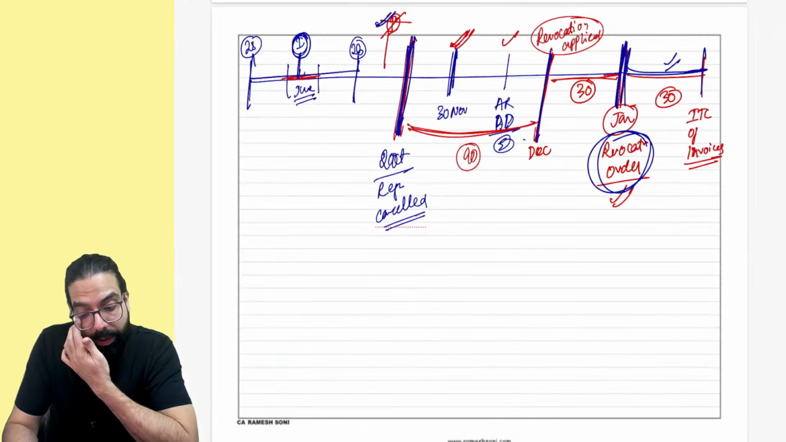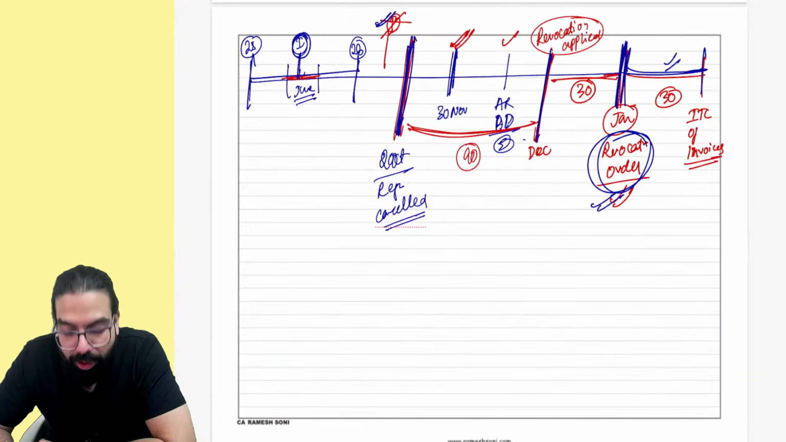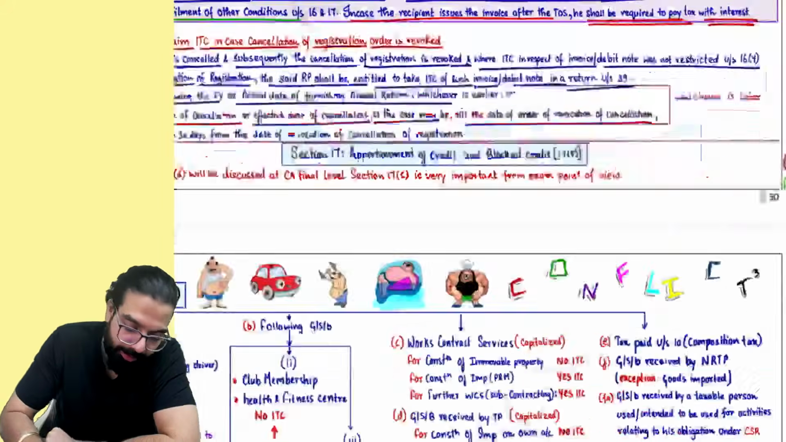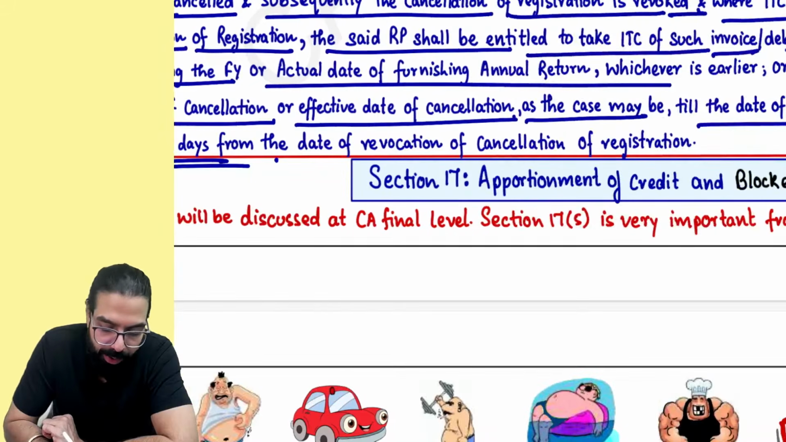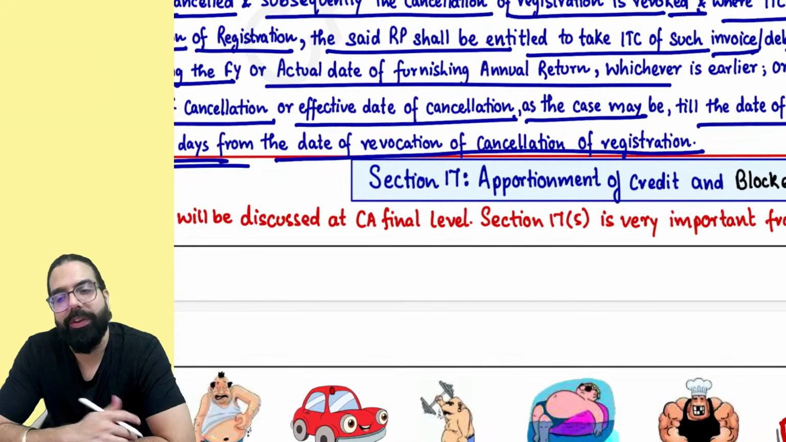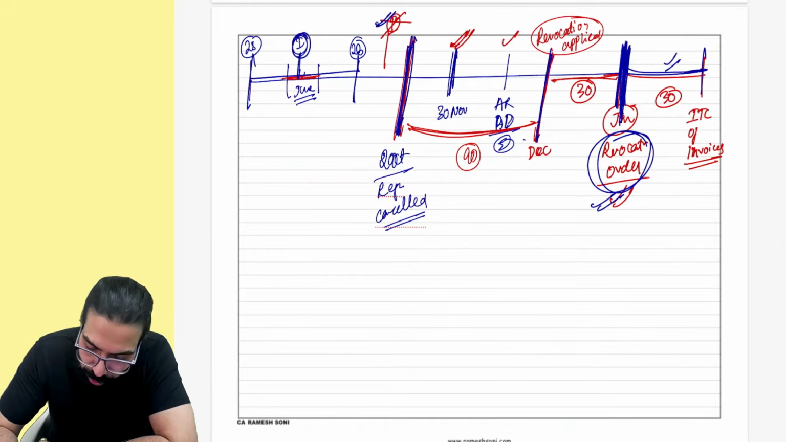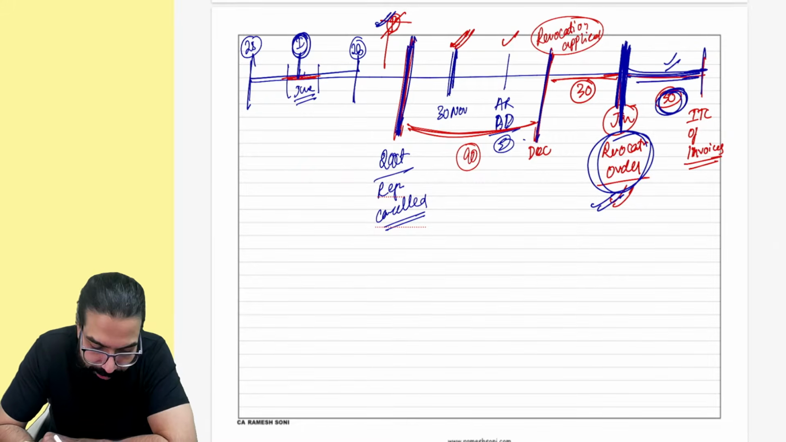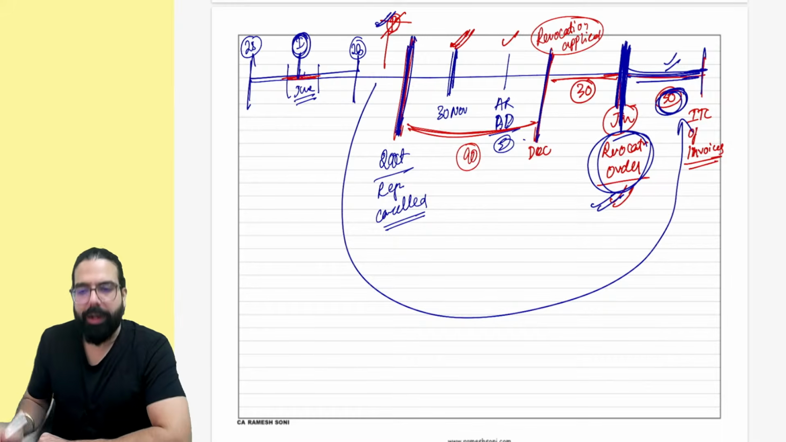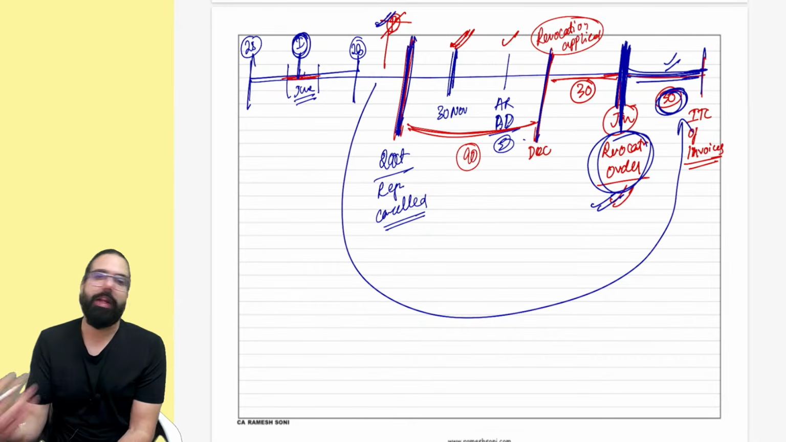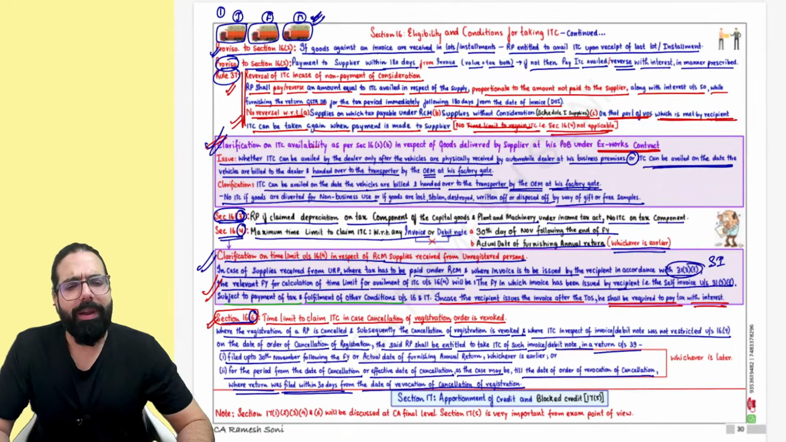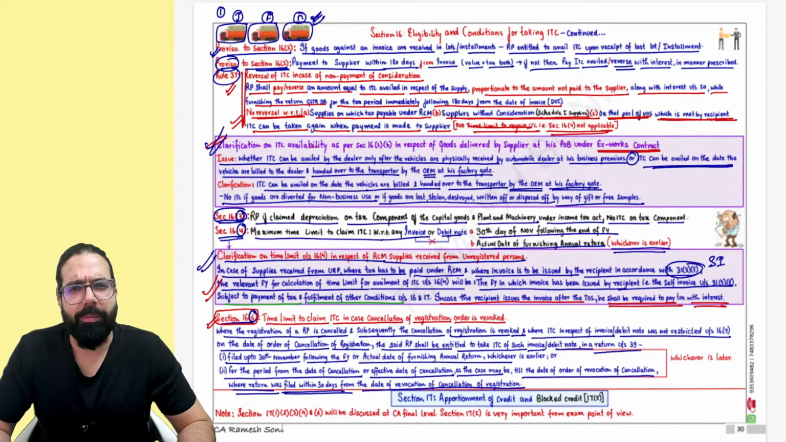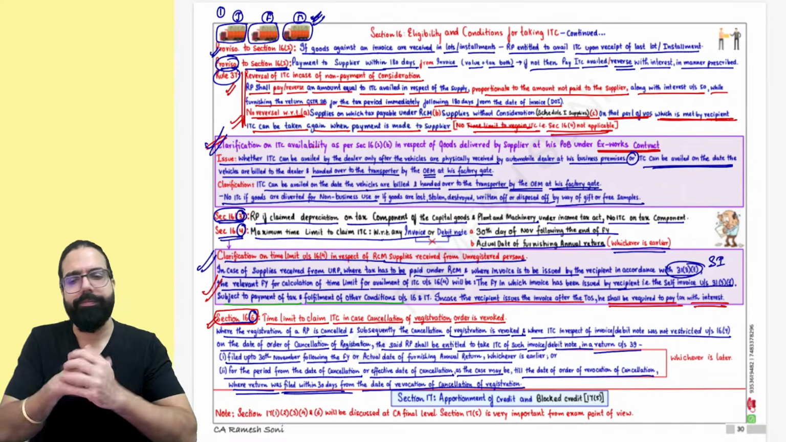People, from the registration cancellation to the revocation order, now you will file the return within how many days? Where the return was filed within 30 days from the date of revocation of cancellation of registration. The day the revocation order comes, from that day within the next 30 days, these invoices for which you could not take the credit, you can now go ahead and take the credit. That's all they wanted. Done, sir. This point is clear. We are done with section 16 over here. People, please tell me, are we all clear with section 16? Done?